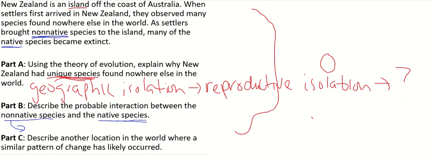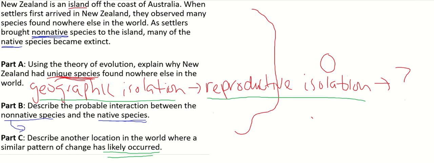All right, part C. Describe another location in the world where a similar pattern of change has likely occurred. So just pick any island. You can pick Hawaii. Any island, and say, you know, Hawaii is also another example where geographic isolation likely occurred because it's an island. So a population got separated geographically, and then that led to reproductive isolation, and therefore you are likely to find unique species in Hawaii.